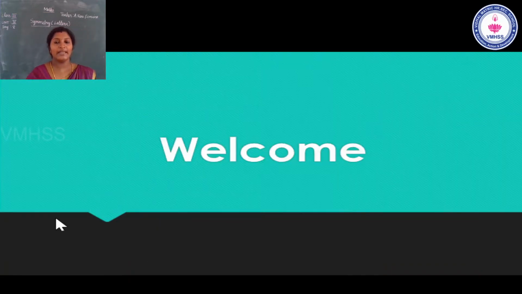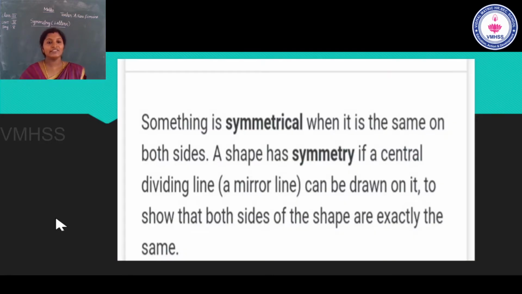Welcome to online maths class, my dear students. So what is symmetry? You already know symmetry. Something is symmetrical when it is the same on both sides. See some examples.